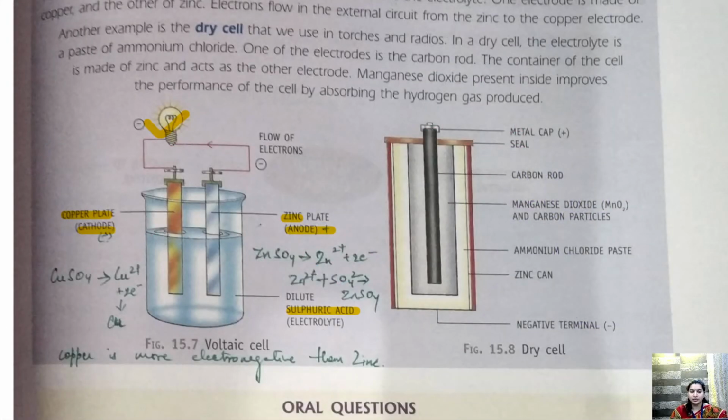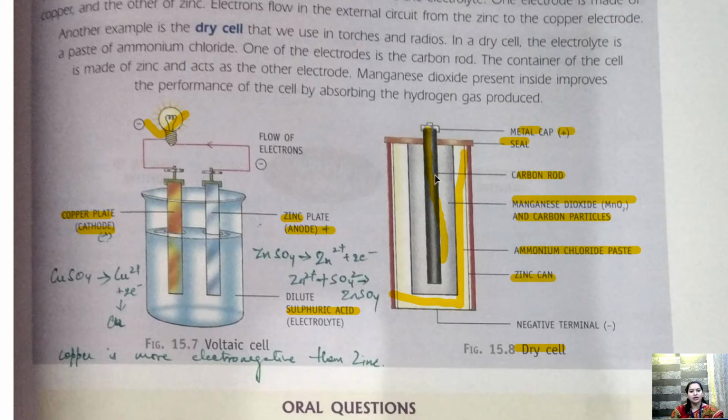So you can see here in the figure in your book itself. This is a dry cell, a battery that we generally use in our torch and other appliances. This is that battery or cell. It has a metal cap that is positively charged. We have a seal that is very clear. In the center we have a carbon rod, and attached to the carbon rod we have certain manganese dioxide and carbon particles, and we have an ammonium chloride paste. Here, this is an ammonium chloride paste. We have a can made up of zinc.